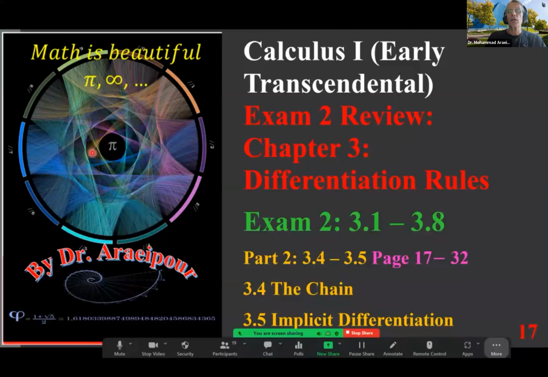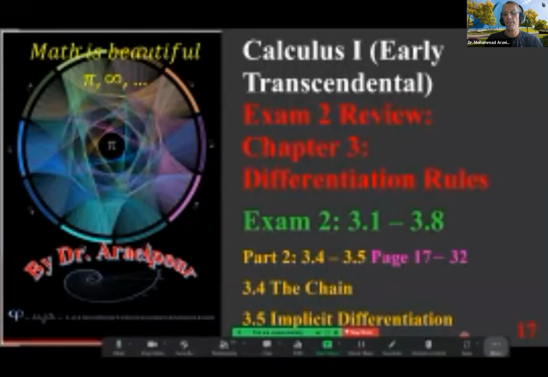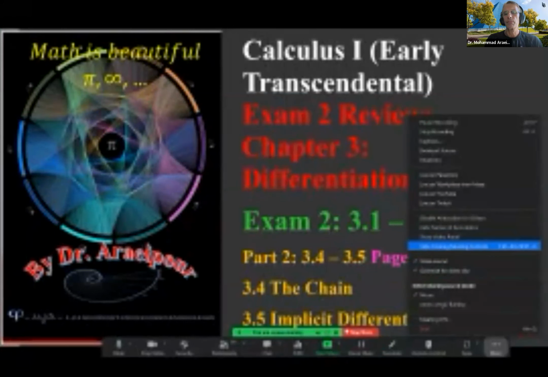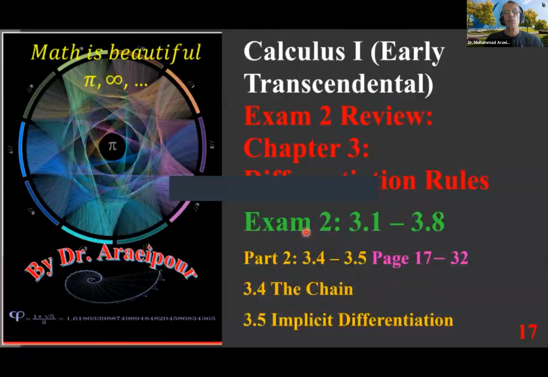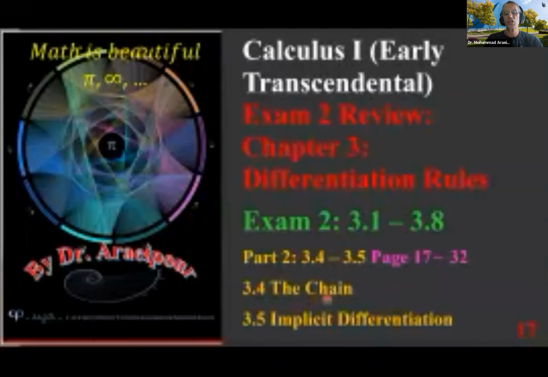Good afternoon, class. We are looking at exam review, chapter 3, differentiation rules, which covers from 3.1 to 3.8. This is the second part, 3.4 to 3.5. 3.4, the chain rule. 3.5, implicit differentiation.